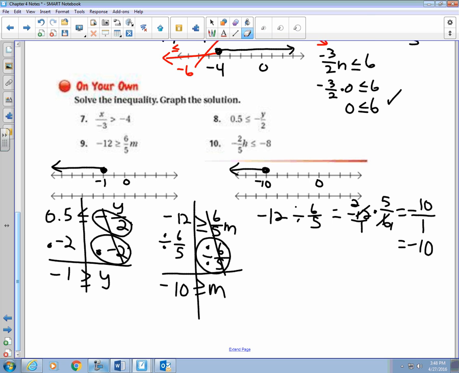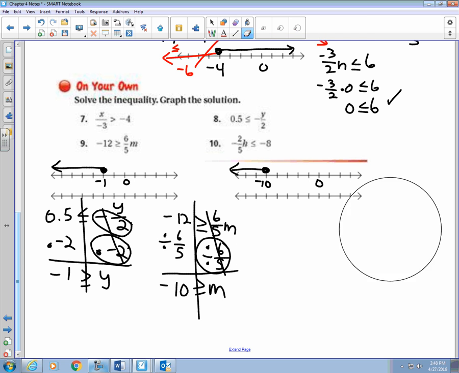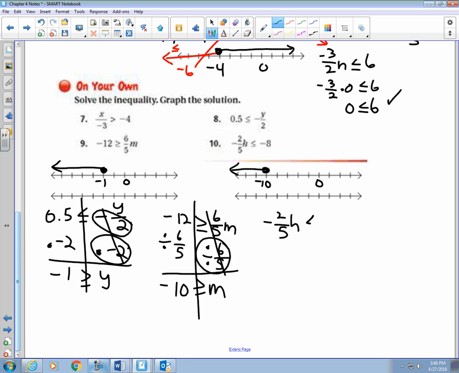And I'm going to erase this right here so that I can finish the last problem. All right, so I got negative 2/5 H, less than or equal to negative 8. Okay, I see that the H is being multiplied by negative 2/5, so I'm going to divide by negative 2/5 on both sides. I notice right away that I'm dividing by a negative number to solve my inequality, so that means I have to flip my inequality symbol.